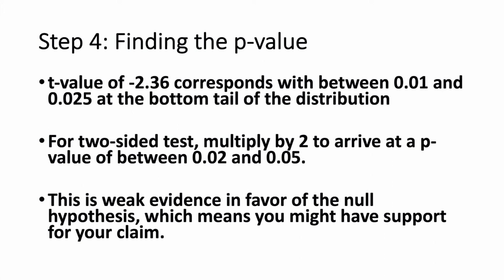This is relatively weak evidence in favor of the null hypothesis. You might recall that the p-value is the strength of the evidence in favor of the null. So if you get p-values of like 0.2 or 0.5, those are large values. That's pretty strong evidence in favor of the null. But in this case, you're getting values of 0.02 and 0.05, which gives us a good sense that we might have enough support for our claim.